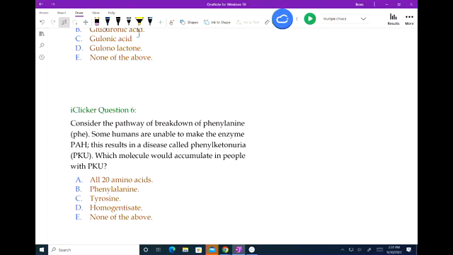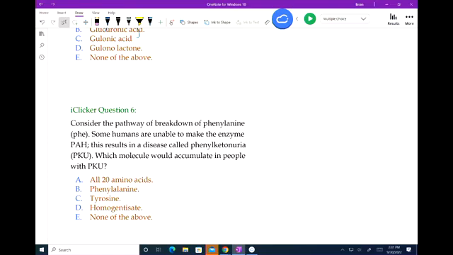There are humans who are born without the ability to make that enzyme, PAH, that first enzyme in the pathway that causes a disease called phenylketonuria. It's a genetic disease. We're going to talk about lots of genetic diseases and how they work later. This is the first example. So people who can't make PAH, can't make the enzyme, have a disease called phenylketonuria, which we will call PKU.